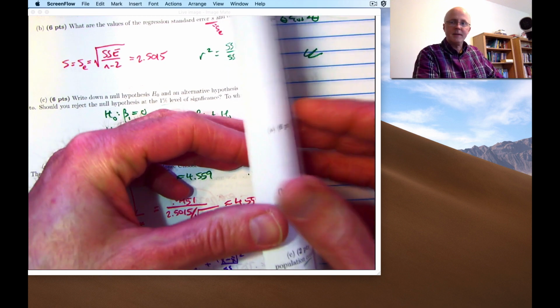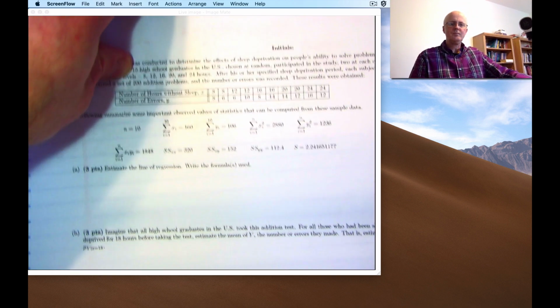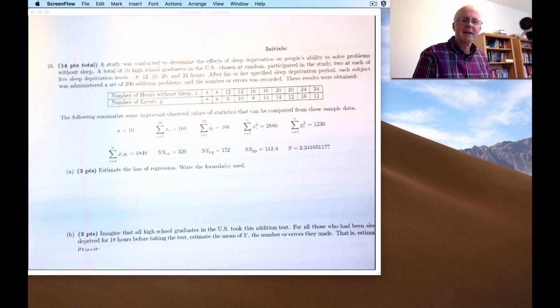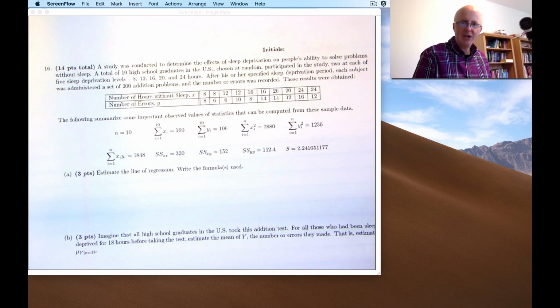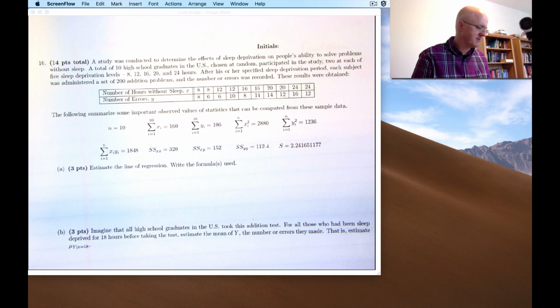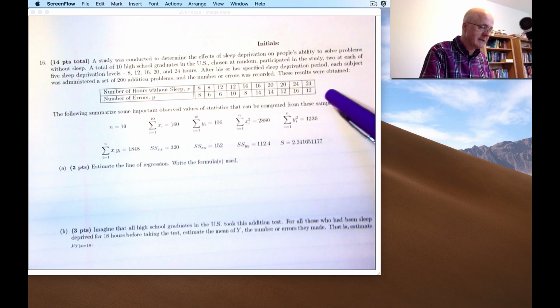All right, on to the third and last problem. Kind of an interesting example, I think. This is an application that's a little bit more realistic in terms of applying statistical inference for regression, though you'd probably have more data than just this. A study is designed to determine the effects of sleep deprivation on the ability to solve problems. A total of 10 high school graduates are chosen at random. You'd probably want a bigger sample if you were actually doing this.